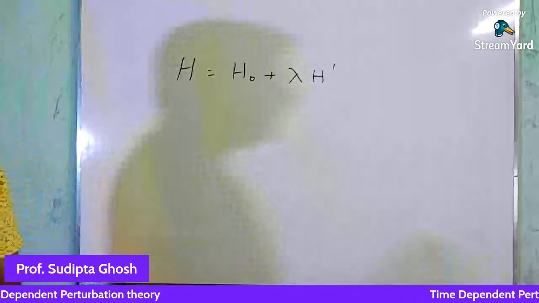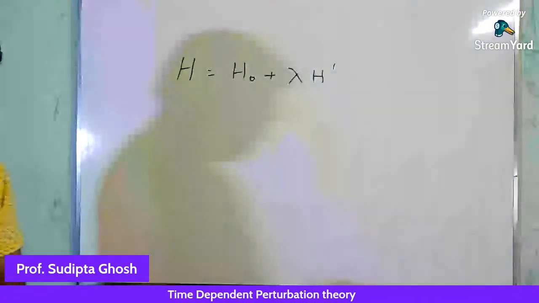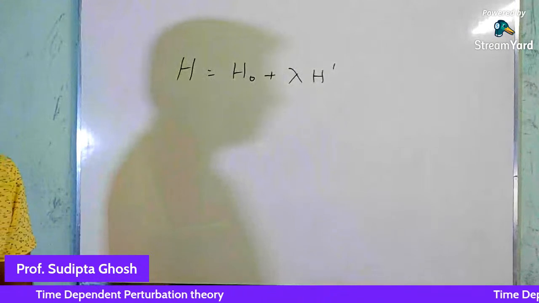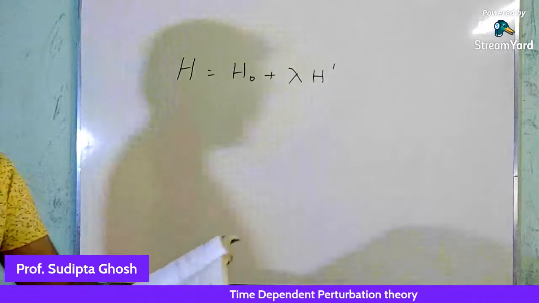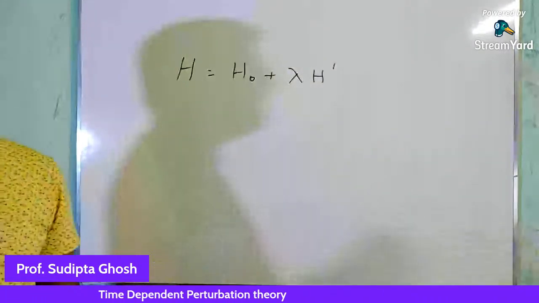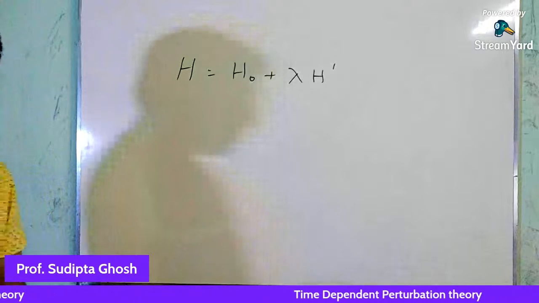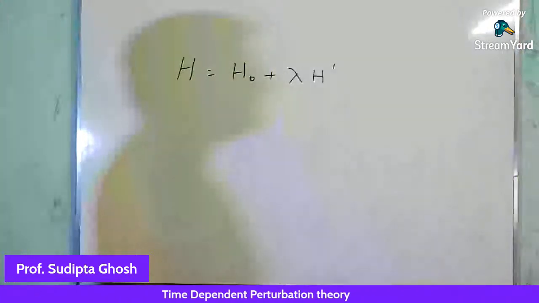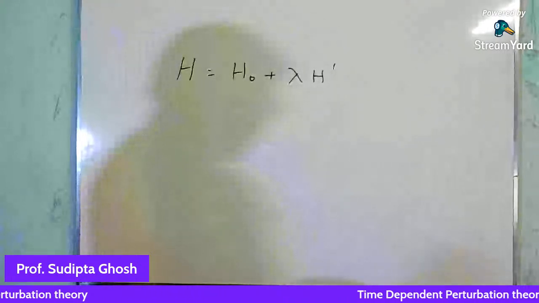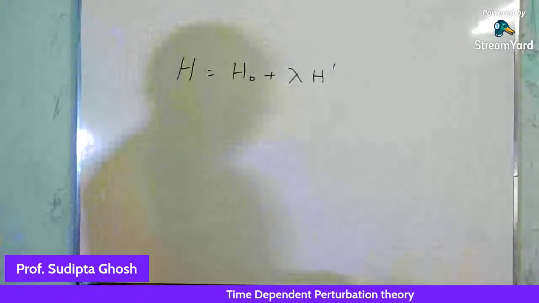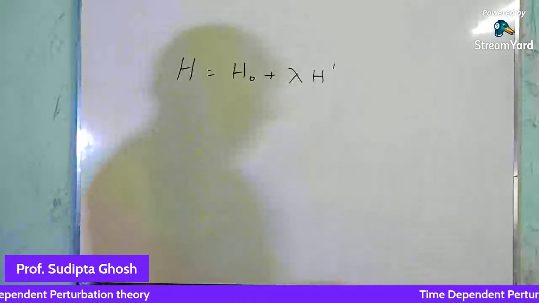Be careful that here H0 is the time independent unperturbed Hamiltonian, while the part lambda H prime is a small time dependent perturbation. Why is it small? Since lambda is very much less than 1. It is a dimensionless and real quantity. So lambda is a real dimensionless quantity and its value should be very much less than 1. It actually arises due to the interaction of an external agency with the system under consideration.